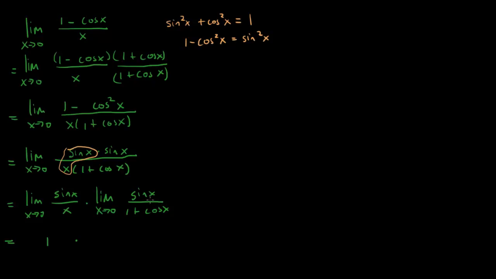Okay? So this limit we can evaluate by direct substitution, and that limit is 0 over 1 plus 1, which is 0 over 2, otherwise known as 0. So 1 times 0 over 2 equals 0. Okay, guys? So we have now proved this. Now it's time to memorize it.